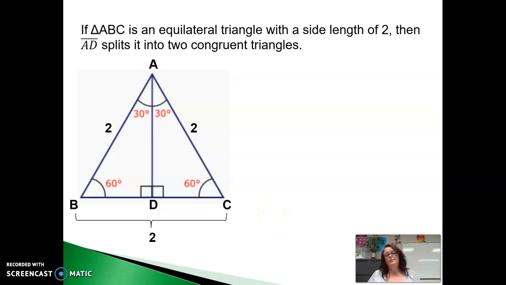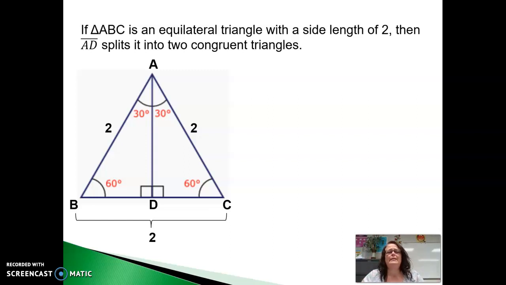All right, so we talked about 45, 45, 90 triangles in the previous video, and I can't stress enough again, these are so important. We're going to use them over and over again, so we need to know these, all right? So the next thing we're going to talk about is what we'll call a 30, 60, 90 triangle. And here's how we get there.